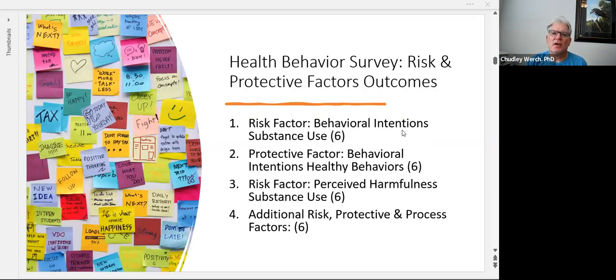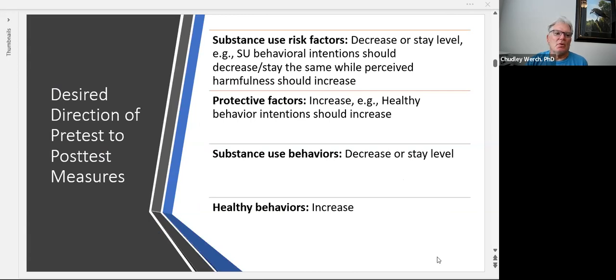And the risk and protective factor measures in the health behavior survey are the same as those in the risk and protective factor survey. Now, what are the desired directions? What do you want to see as a prevention specialist with these measures of risk and protective factors and behaviors? Well, let's start out on top. Substance use risk factors. You want to see the risk factors go down. You want to see them decrease, or at least stay level. So you have really two options there. Preferred if they go down, but let's say your measure, there's two examples there.